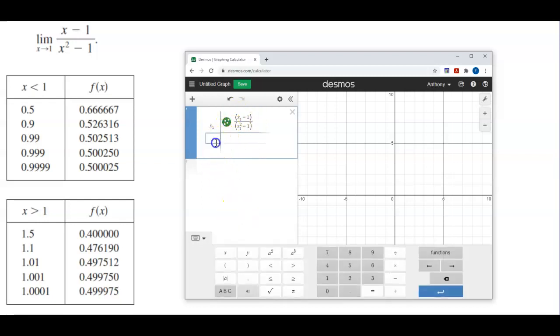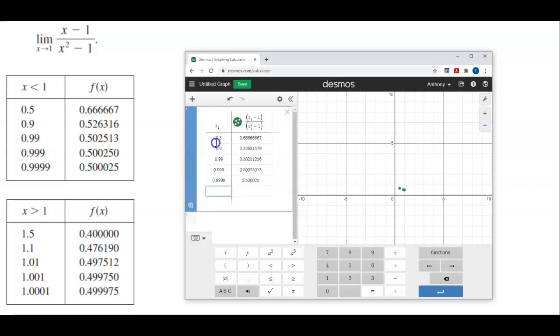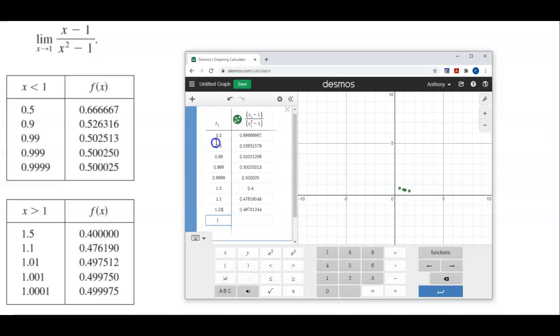So now, let's go ahead and put in the values of 0.5, 0.9, 0.99, 0.999, 0.9999. You can see how those numbers match what you have in the table. And likewise, for the numbers that are greater than 1, we put in 1.5, 1.1, 1.01, 1.001, and 1.0001. So again, this is just a quick way if you want to use Desmos, and it graphs it to the right. That's also something you can use when you're going through your assignments.